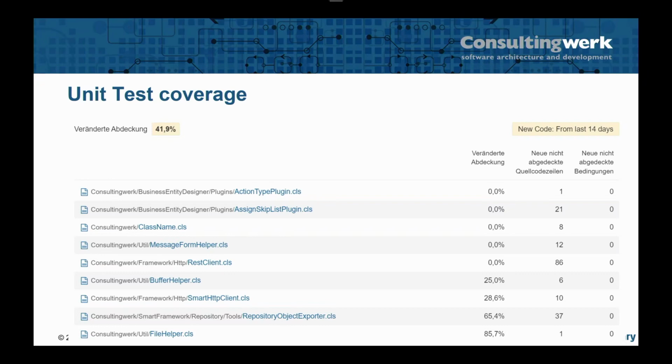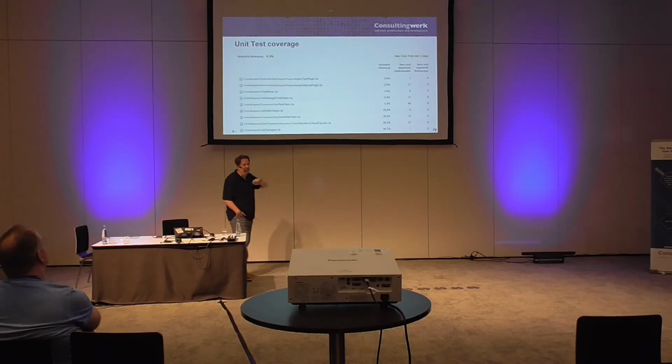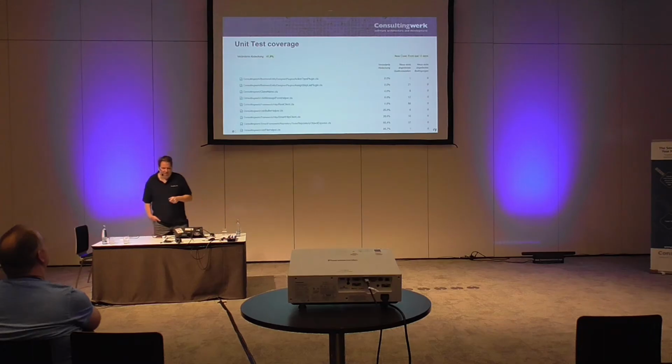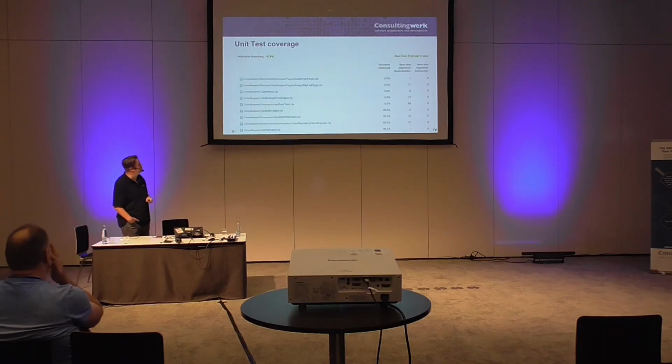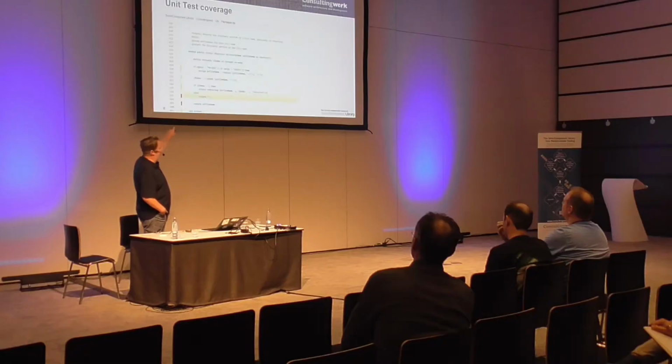And with the unit test coverage, then you can look at the files that were modified, see the coverage of changes. So we see that in this action type plugin, and that's a plugin into a tool that's difficult to test, we actually cover 0%, and then in other files we cover 85.7% of the lines of code. And then you can dig in further, and you see the yellow highlighted code is new code, so that falls into this 2 weeks period. So we actually don't have a unit test for this else return empty string case. So now we can decide whether it's relevant enough to add one, to spend time on it.